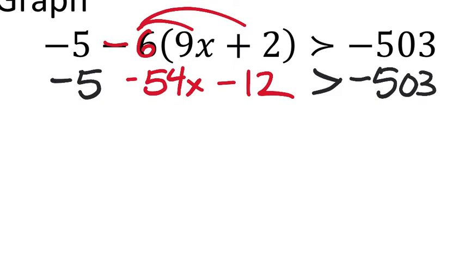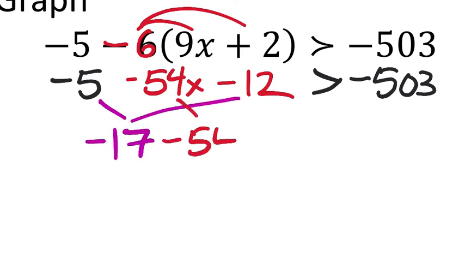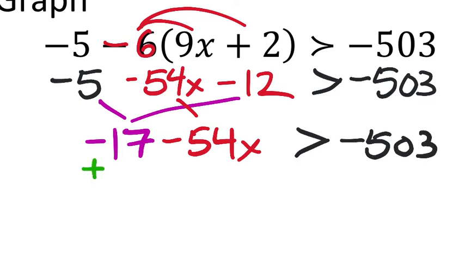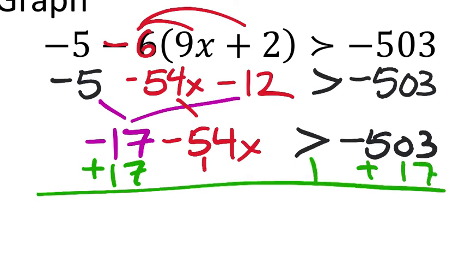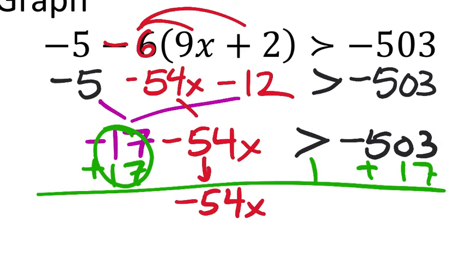I would look then to combine any like terms. Negative 5 and negative 12 become negative 17. Let's drop the negative 54x there, which is greater than negative 503. And then I want to isolate those x's, so I'd have to get rid of that negative 17 by adding 17 to both sides. So I'll drop the negative 54x, and then my negative 17 zeroes out as planned. Still not affecting the inequality, but negative 503, I should do this on the calculator. Negative 503 plus 17 is going to give me negative 486.